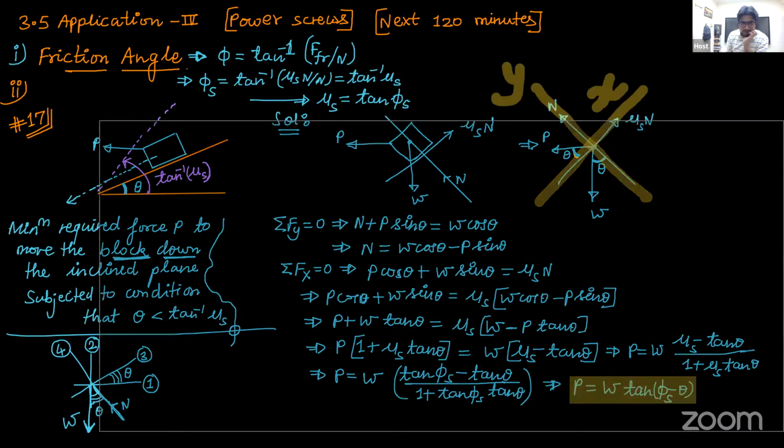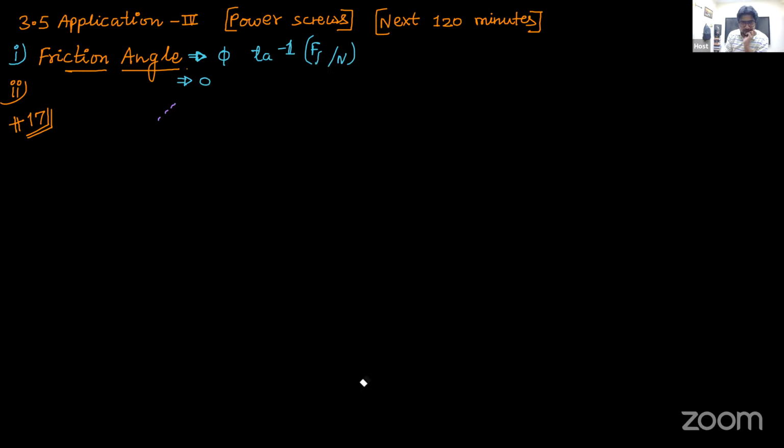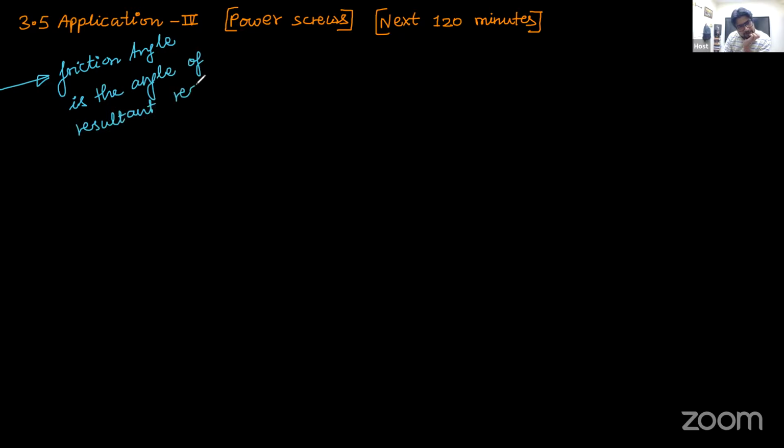Let me very quickly recapitulate each and everything that we have done so far. We started this session with a discussion of friction angle. Friction angle was the very first observation. Friction angle is the angle of resultant reaction from normal reaction.